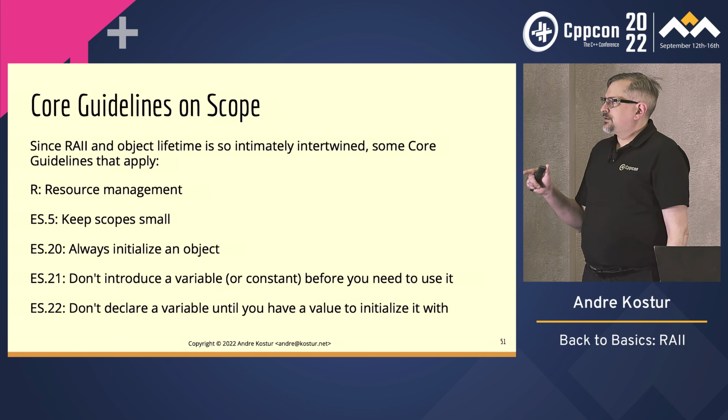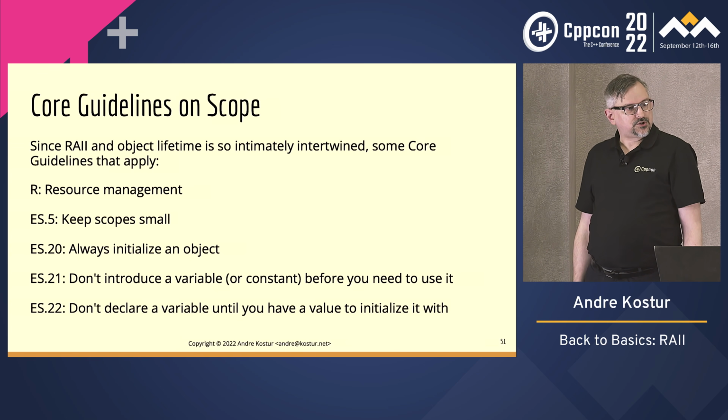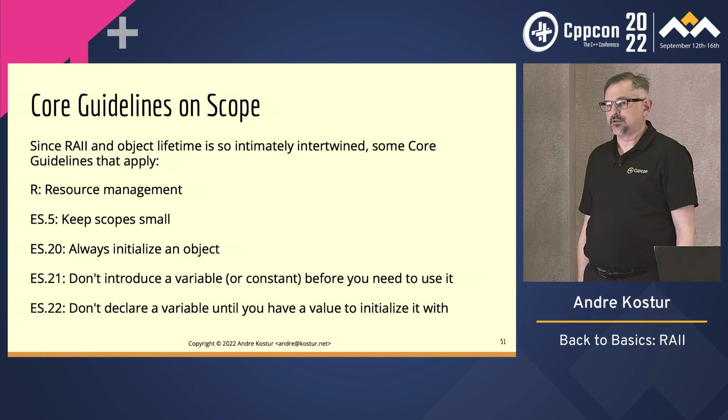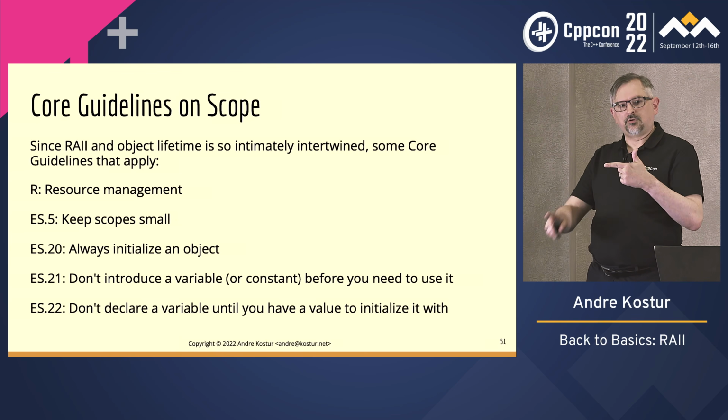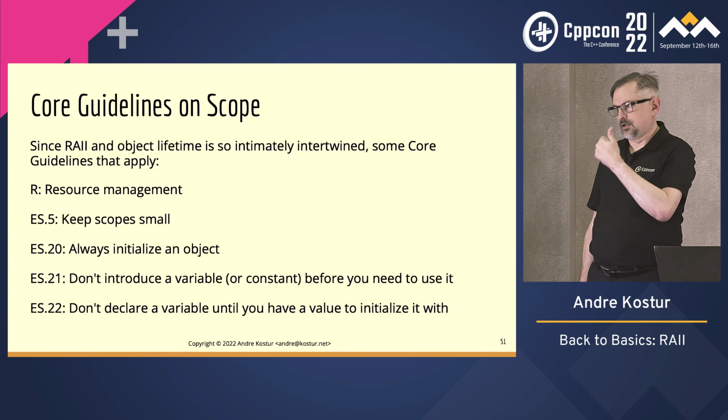And because all these things are dependent upon the scopes of variables, I've also listed some of the items about scopes, like ES.5, keep your scopes small, particularly in the case of the mutex example I've got. You don't want to lock your mutex early, and you don't want it to hang around long after you've needed it. You want your mutex to lock at the right time and unlock at the right time.